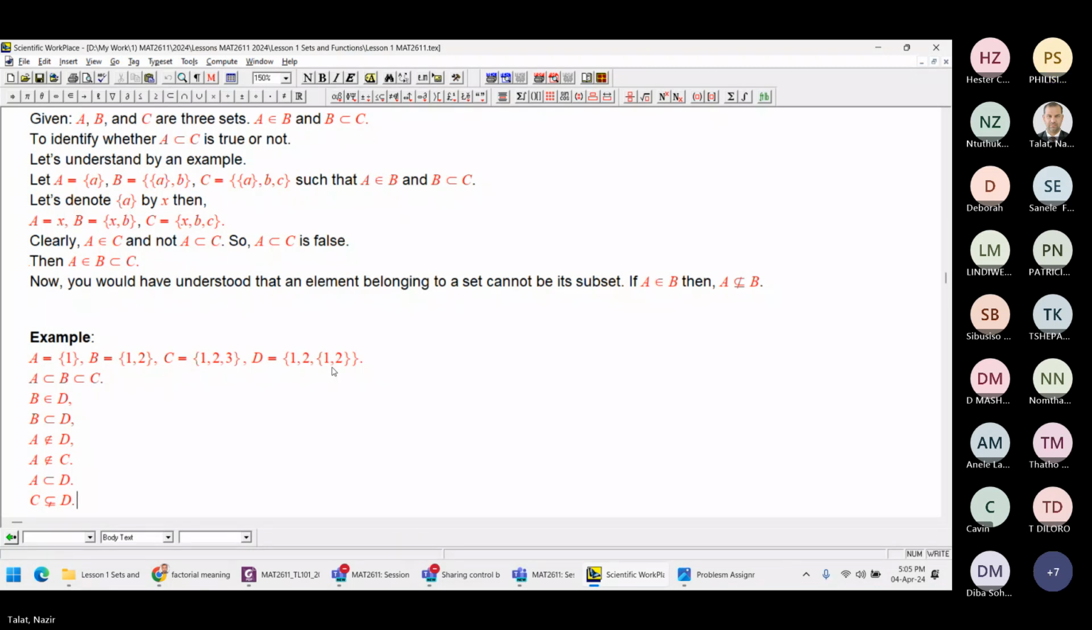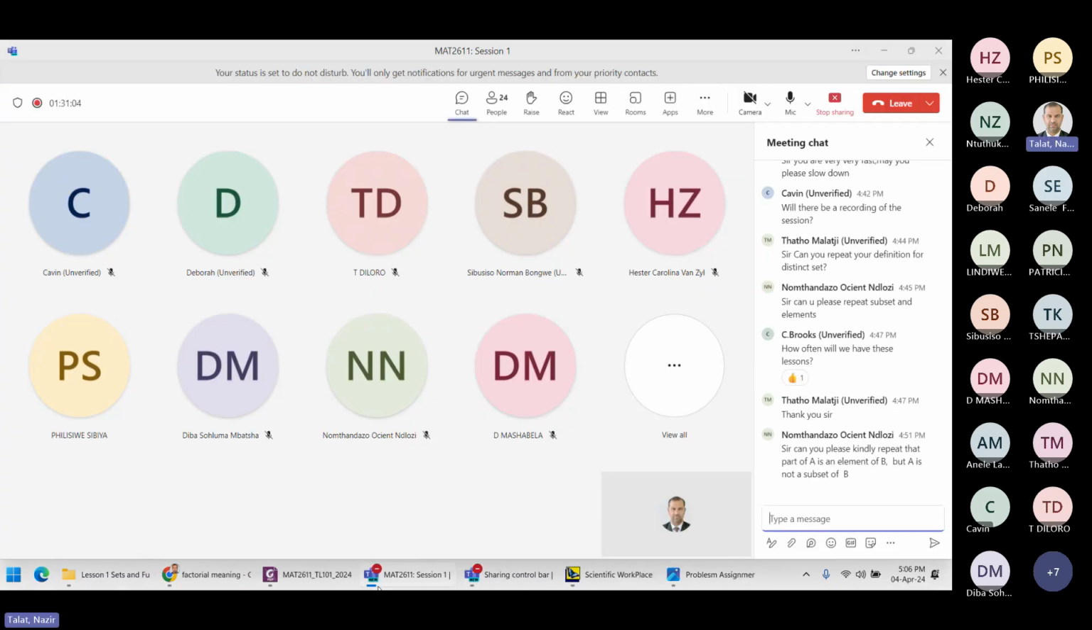Oh, I see. Three is an element which is not in D. Yes. Okay, fine.